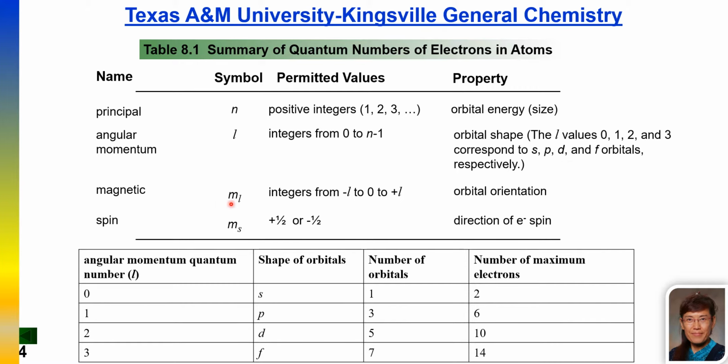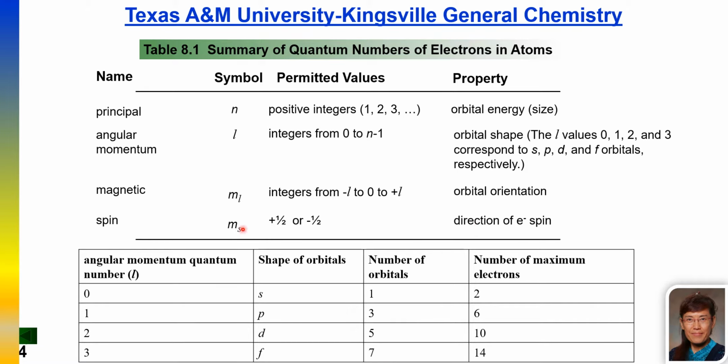And a smaller ml is used to denote the magnetic quantum number. This number changes as an integer from negative l to 0 to positive l. It represents the orbital orientations and also tells you the number of orbitals. Your s has only 1 spatial orientation, only 1 orbital. P has 3 different spatial orientations: px, py, pz, 3 orbitals. D has 5 orbitals. F has 7 orbitals.